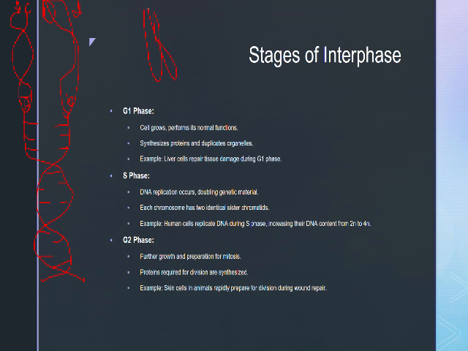So let's get ahead and start this. So first of all, G1 phase. So what is G1 phase? Growth 1 phase or first growth phase is known as G1 phase. In this phase, the cell grows, performs its natural function.